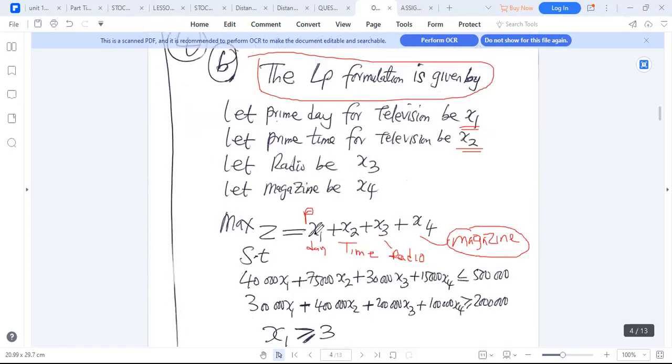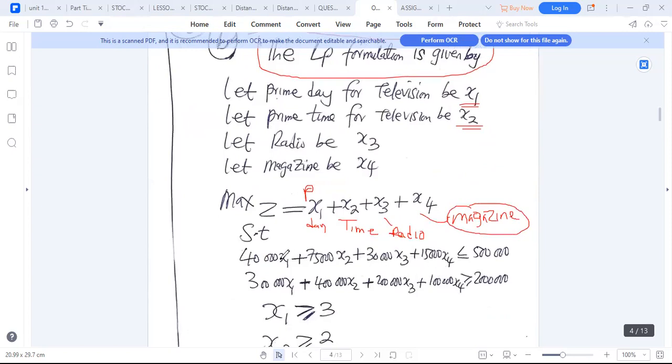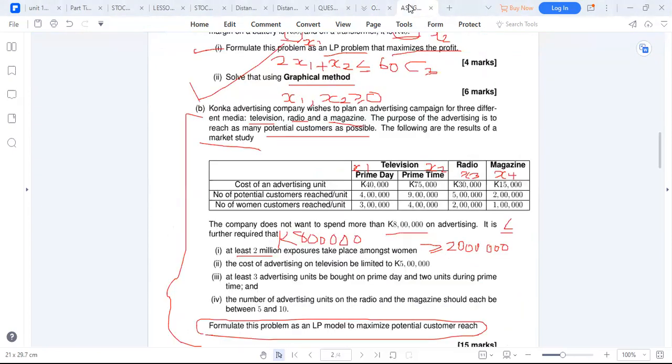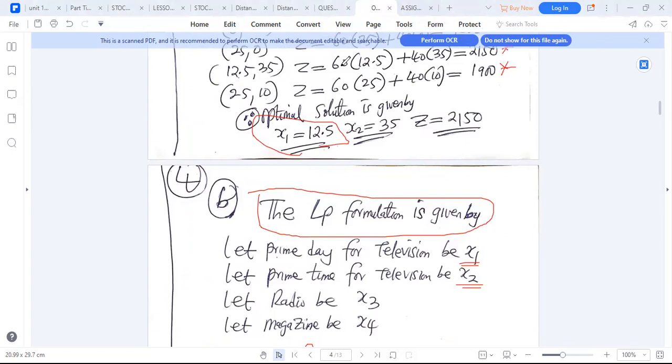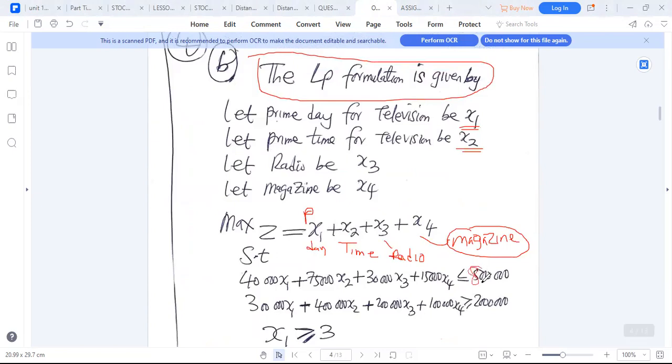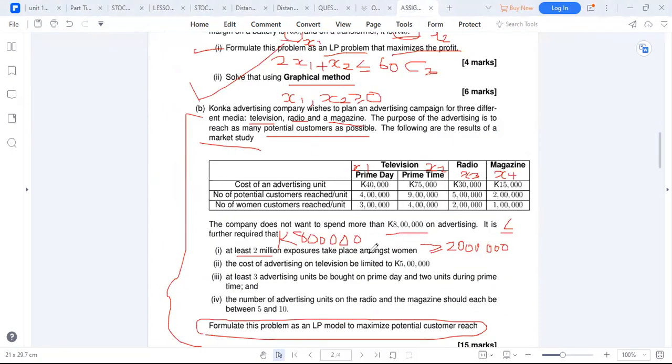All right, so then subject to, we have the 40,000, the first one. So 40,000 x1, plus the other ones for x2, x3, x4. So meaning that it should amount to at most 800,000. So this one was maximum 800,000. Then this other one was 2 million at least. The other one has to do with at least 3 advertising units to be bought on prime day. Prime day, we are talking about x1.